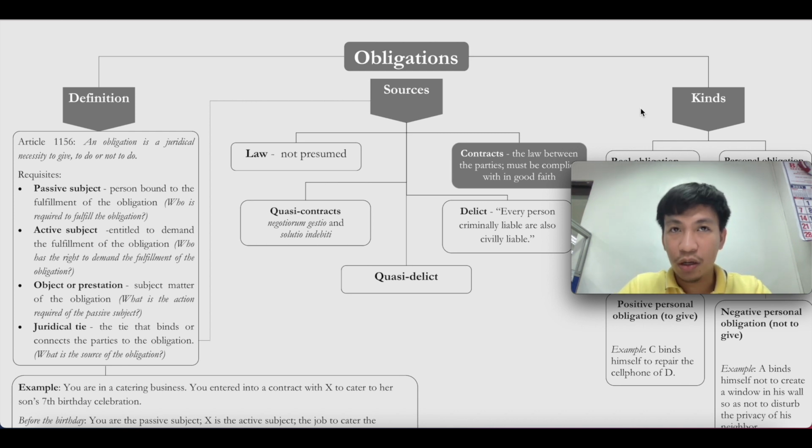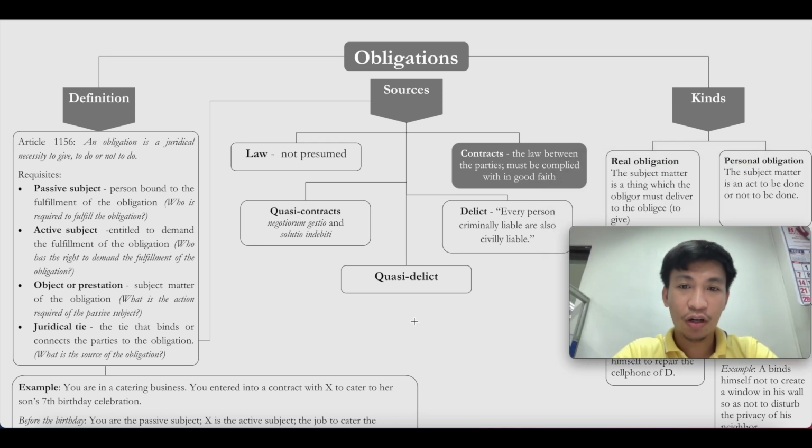Now, what do we mean when we say this is the law that governs the relationship of the two or more parties in a contract? It means na all stipulations must be complied with in good faith. So dapat lahat ng laman ng kontrata dapat masunod, kailangan sundin ng bawat party doon sa kontrata. Now, as we will learn later on, itong mga kontratang ito must not be contrary to law. Hindi dapat sila lumalabag sa batas, otherwise they are illegal. So they must not be against the law.